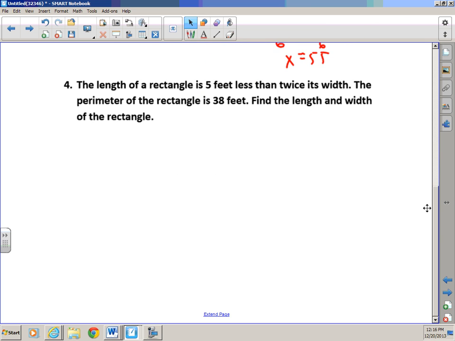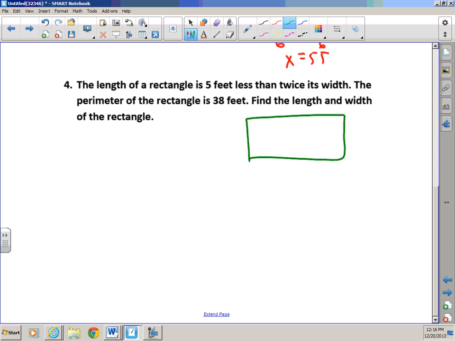Now, here's a situation where it probably would help you to draw a diagram. I'm dealing with a rectangle. It says, I have a rectangle. The length is 5 feet less than twice the width. The perimeter is 38. Find the length and width. So I'm going to let W be the width. If W is the width, the length is 5 feet less than twice that, or 2W minus 5.